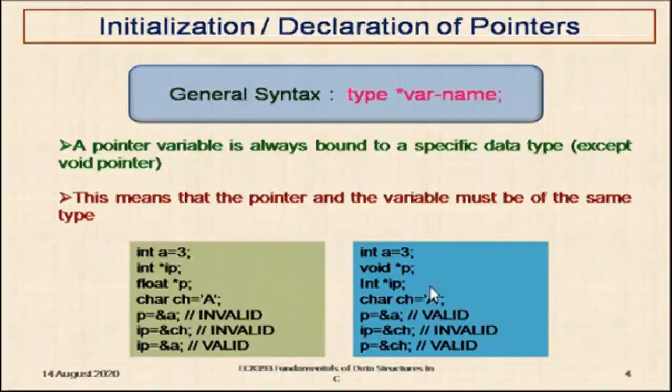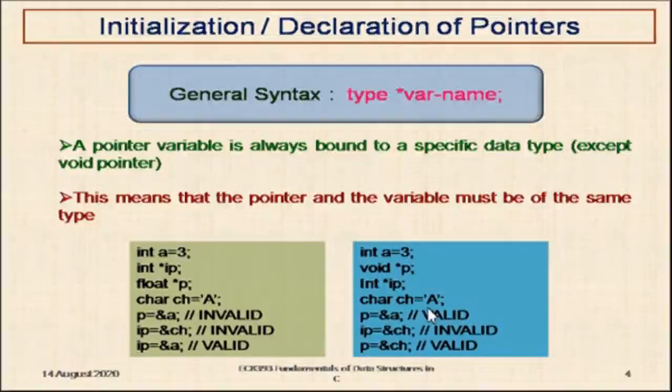Whereas we have one more pointer called the void pointer. That is what is called a general purpose pointer. The void pointer is able to address any type of variable. That you can see in this example. int a is equal to 3, void *p. So p is the pointer variable of type void. You know, void is also one of the data types. Int *ip, ip is the pointer of type integer.